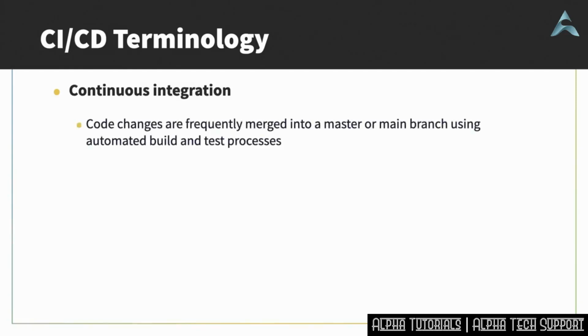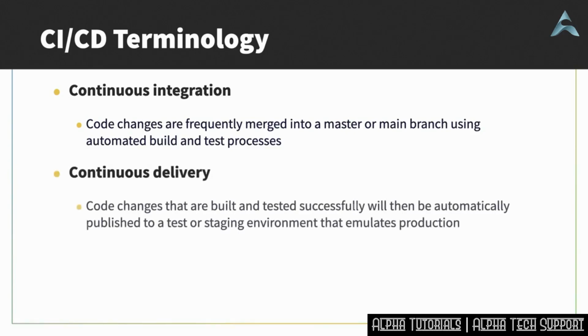Now, just talking a little bit about CI/CD terminology. We can have continuous integration, which basically is when code changes can be frequently merged into a master or main branch, using automated builds to build them and test them. Continuous delivery is the next component: those code changes are built, tested, and then automatically published to a test or staging environment.